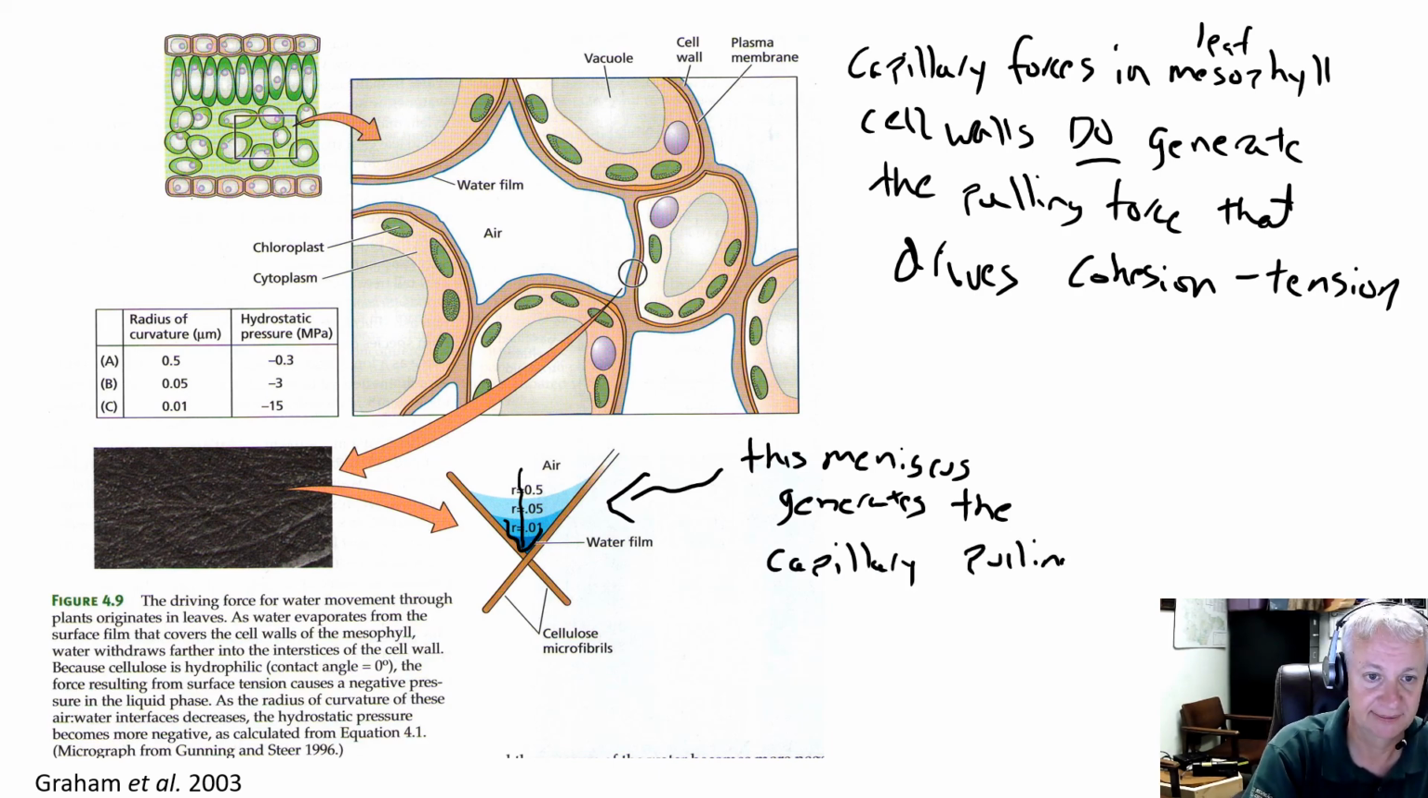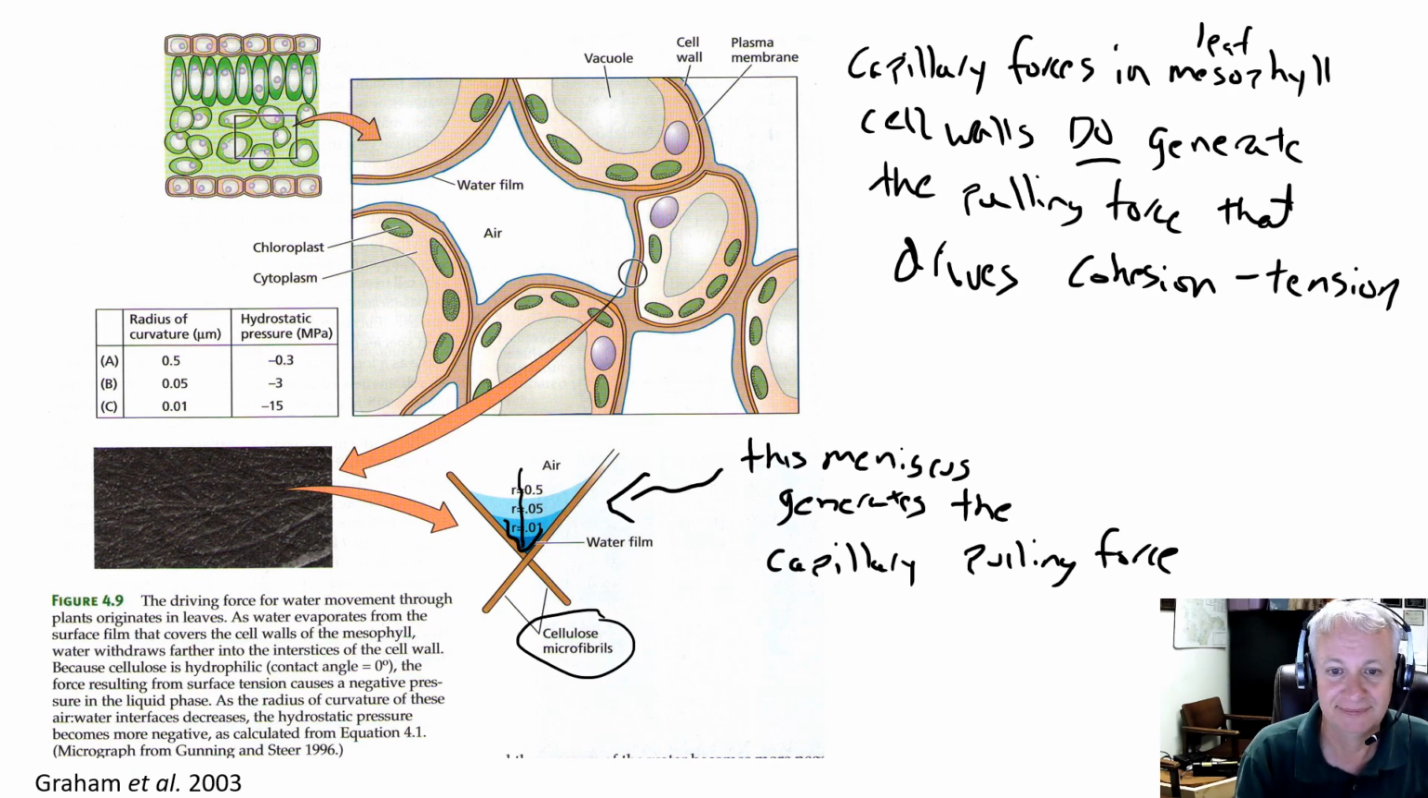Because this is such a small container, it's like a tiny, tiny tube. These distances are orders of magnitude smaller than, for instance, the smallest tracheid. Cellulose microfibrils are microscopic, right? They're at the molecular level. So these are very small tubes, and that means that meniscus can generate very strong pulling force. This is looking at different radius of curvature. This is a huge pulling force. So these pulling forces can be very large.